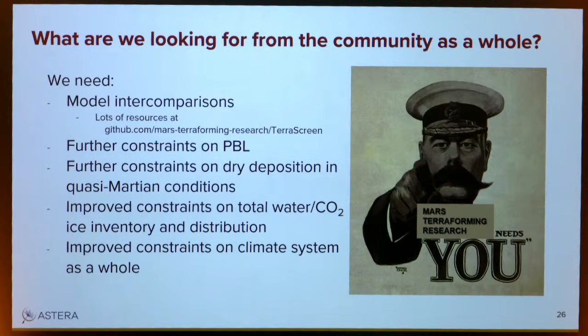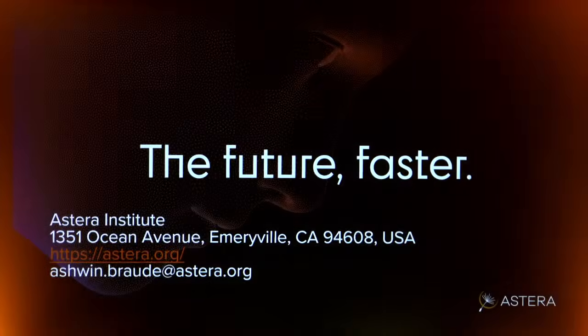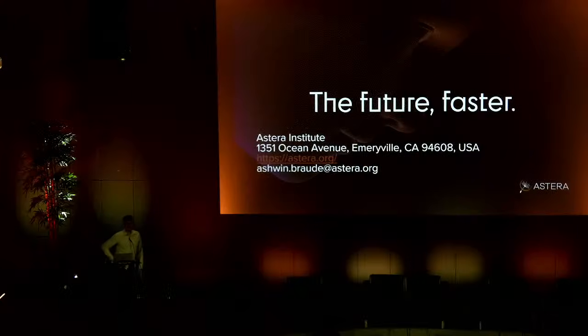We also need a lot of constraints on the planetary boundary layer, to better understand the initial release of these aerosols into the atmosphere. And we definitely need a lot more constraints on dry deposition in quasi-Martian conditions, because this is one of the biggest uncertainties in the lifetimes of these aerosols in the atmosphere. And of course, in general, we need improved constraints on the present climate system, especially the dust cycle, and on the total water ice and CO2 ice inventory in the surface and shallow subsurface. So thank you very much, and we'd be happy to take any questions.